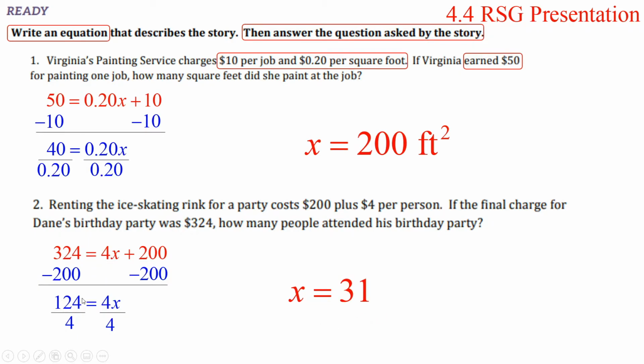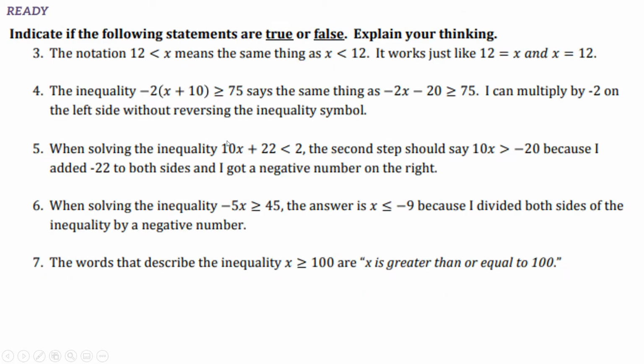And again, if you're not sure, double check on your calculator. And that's 31 what? That's 31 people attended the party. 31 people. All right. More ready. Indicate if the following statements are true or false. Explain your thinking. So we're going to have a true or a false and an explanation.